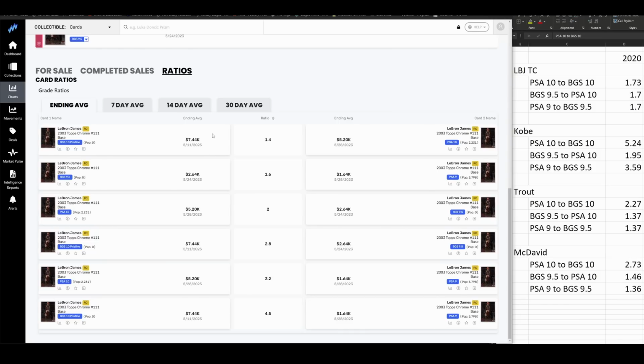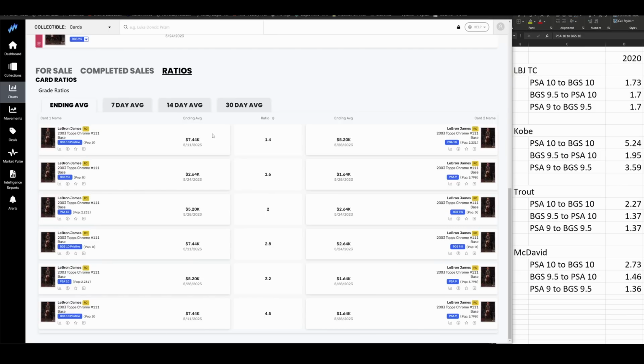Once again, I want to focus specifically on the PSA 10 to BGS 10, because I think that's the most interesting one. My major takeaway from all this is that the BGS 10 value is not on the pedestal that it once was back in the day.